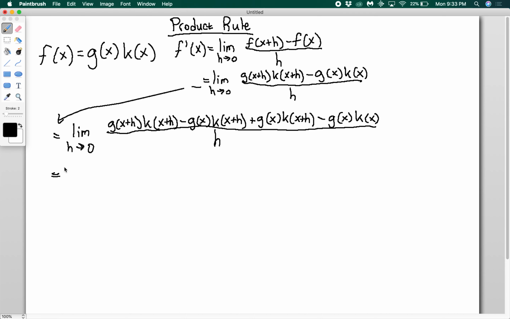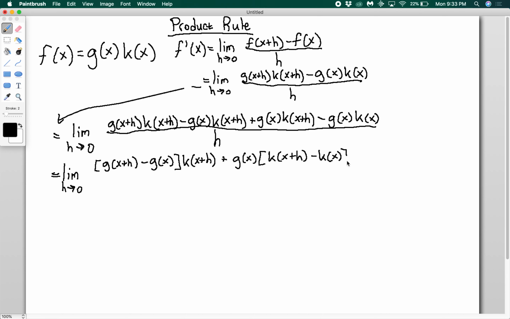So what I'm going to do next is take the limit as h goes to 0 of, and here I'm going to start grouping some stuff together. I have g of x plus h minus g of x, and that's all going to be multiplied by k of x plus h. And then plus g of x times, grouping some other stuff together, k of x plus h minus k of x. And this whole thing is going to be divided by h as usual.